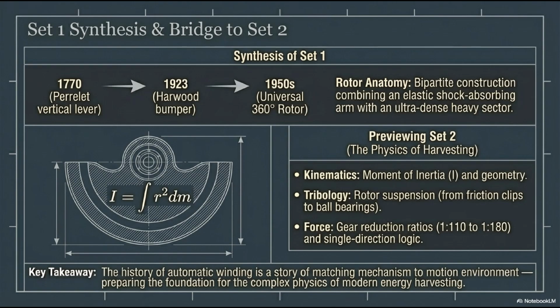Coming up, we are going to look at the strict mathematics of kinematics, specifically the moment of inertia equation, I equals the integral of r squared dm. We will explore tribology, analyzing how rotor suspensions evolved from high-friction locking clips to near-zero friction ball bearings. Finally, we will trace the force through the gear reduction train, understanding how a 1:180 ratio mathematically multiplies human motion into mainspring torque. Let's turn the page to Set 2.